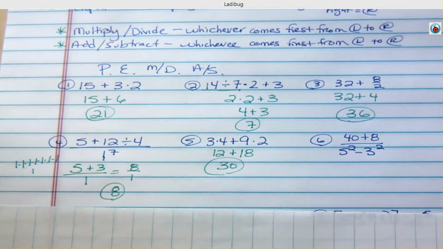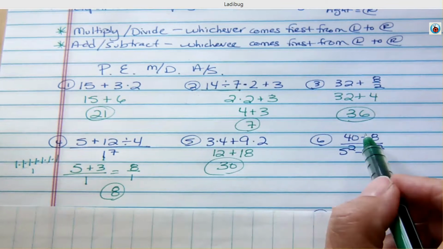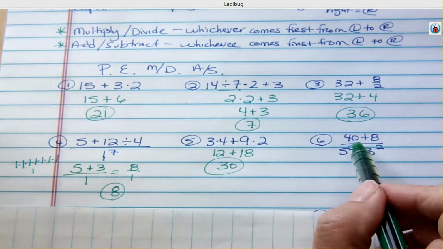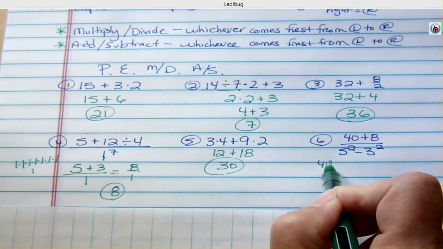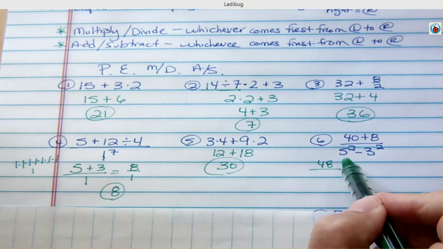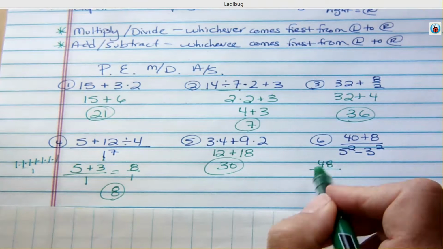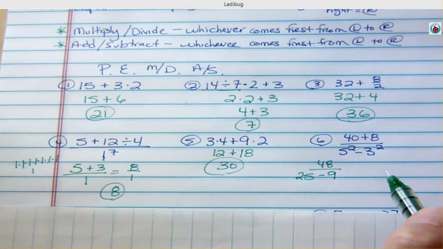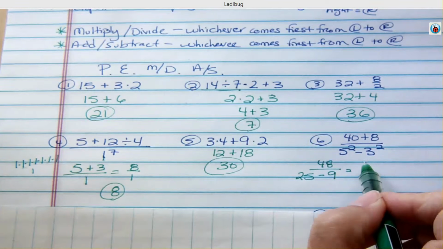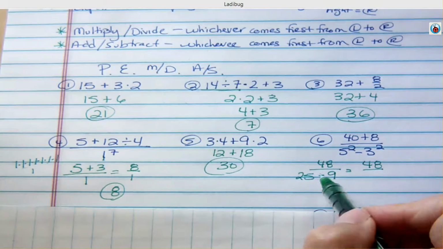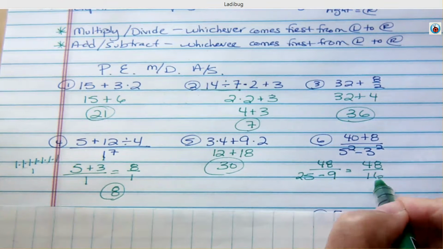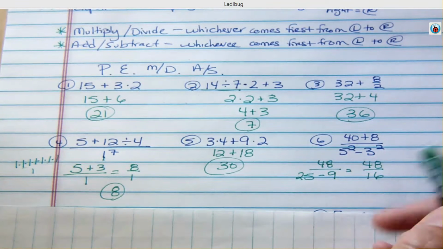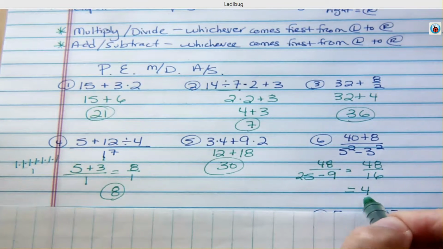Number 6, we have a numerator and a denominator to think of. We're going to work them separately and then put them together at the end. 40 plus 8 is just 48. On the bottom, 5 to the 2nd power, that means 5 times 5, which is 25. And then 3 times 3, which is 9. And now I'm going to keep working on that. I've got 48 on the top already. 25 minus 9 is 16. And now this is a division problem, and I'm going to go ahead and divide that. 48 divided by 16 is going to be 4.